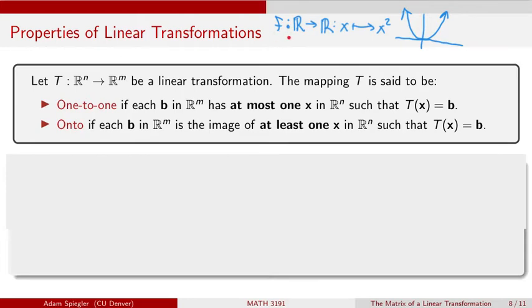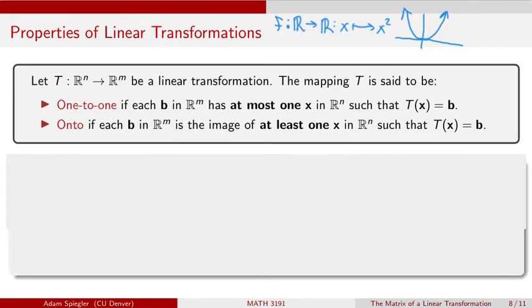So let's consider the function f, which maps from the real numbers into the real numbers, where we take each number x and we map it to x squared. And we have a geometric interpretation of that map, right? We can think about it as the graph of a parabola. And you probably recall from calculus that this map we would consider as not being one-to-one because it does not pass the horizontal line test.